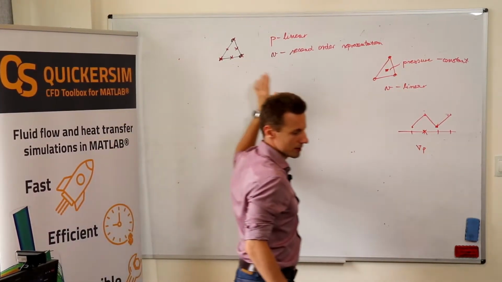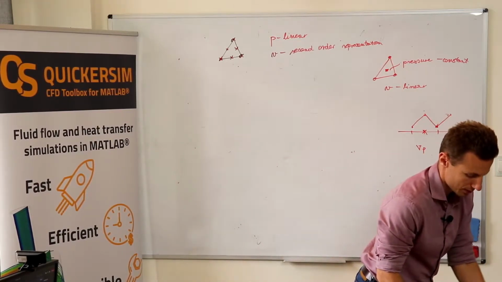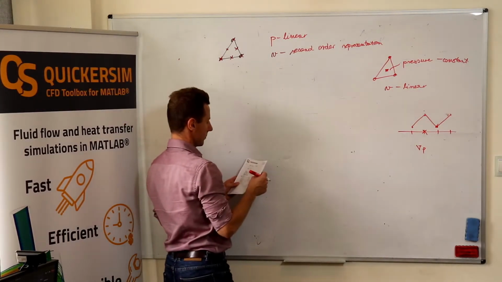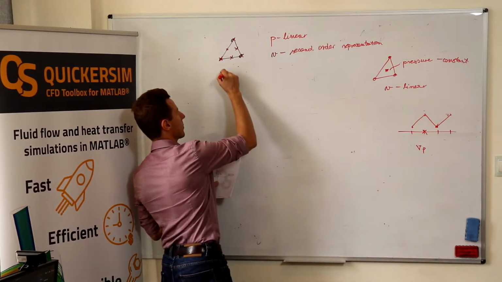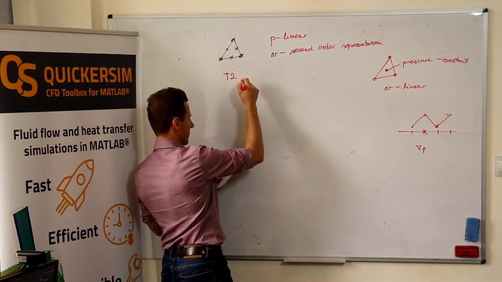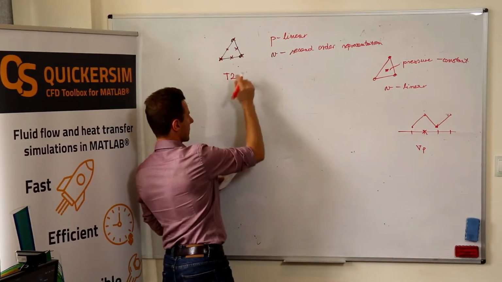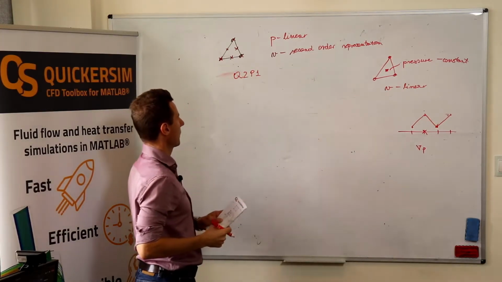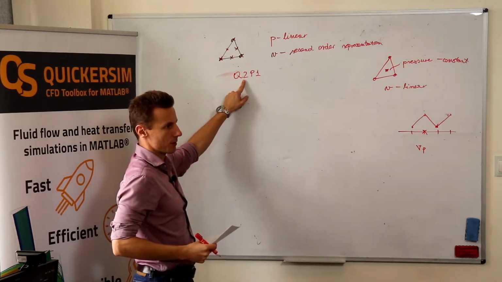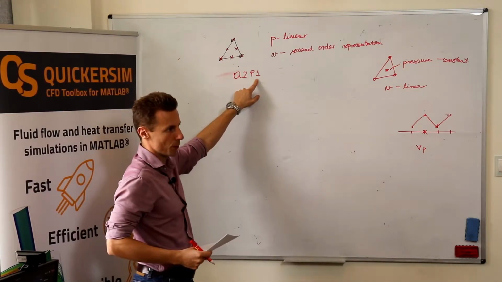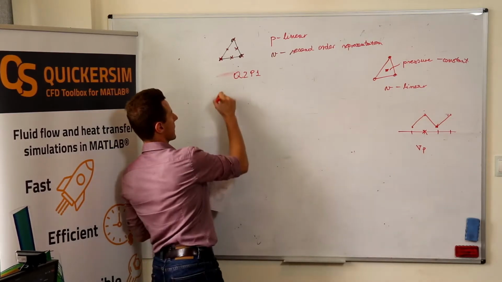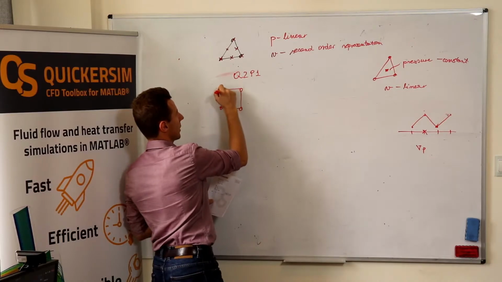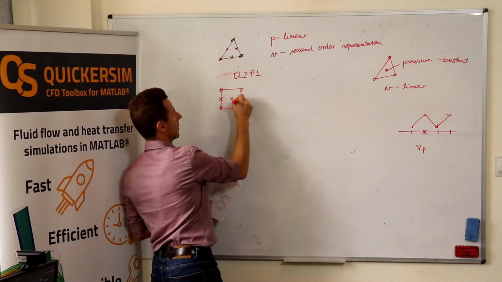And these elements, if you want to search for them in the literature, are called Q2P1, meaning that you've got second order representation for velocity and first order for pressure. You've got the same counterpart for the quad element.